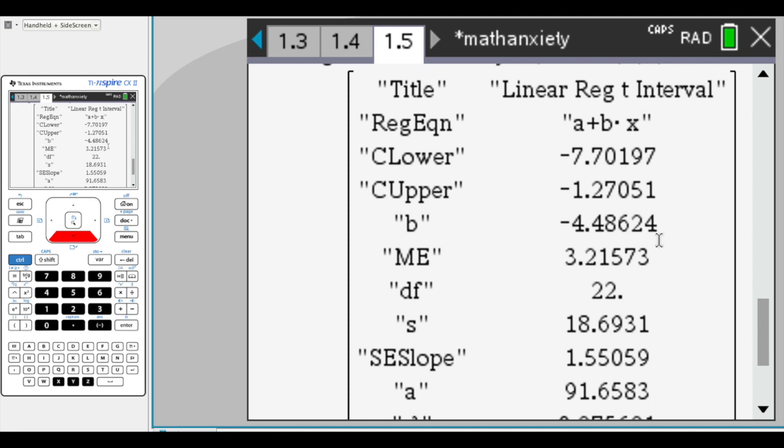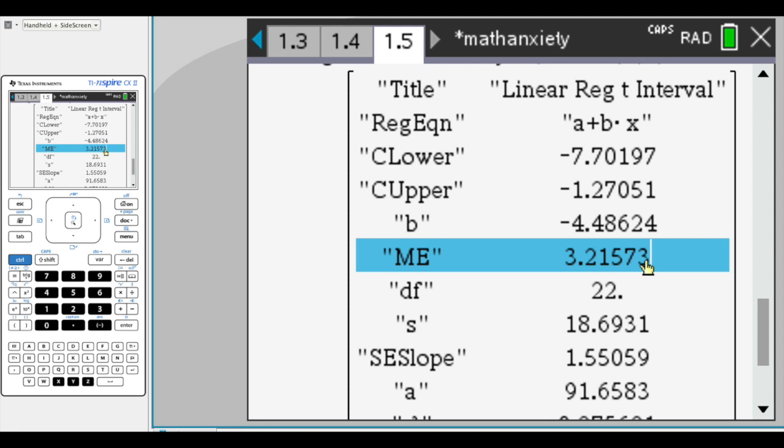And on our TI Inspire, we see that we get S sub e of slope. So that is the standard error for our slope. And we also get our margin of error.